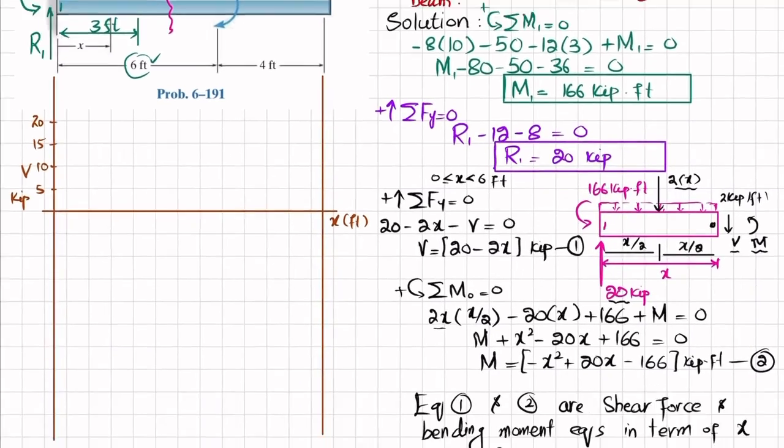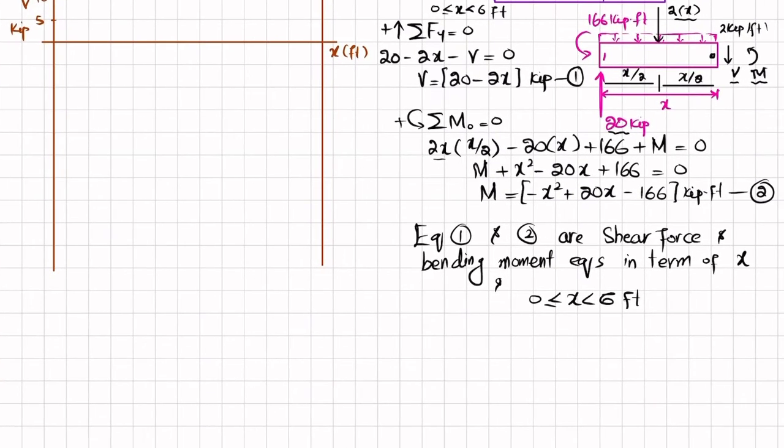Okay, so for the region, if I draw a table, clear, the table will be like that: x value, shear force in kips, and moment in kips-feet. So for x equal to 0, you can put it in equation number 1. When you put x equal to 0, this V will be equal to 20. So I will write V will be equal to 20 kips. And for x equal to 0, this will be 0, this will be 0, and moment will be minus 166.